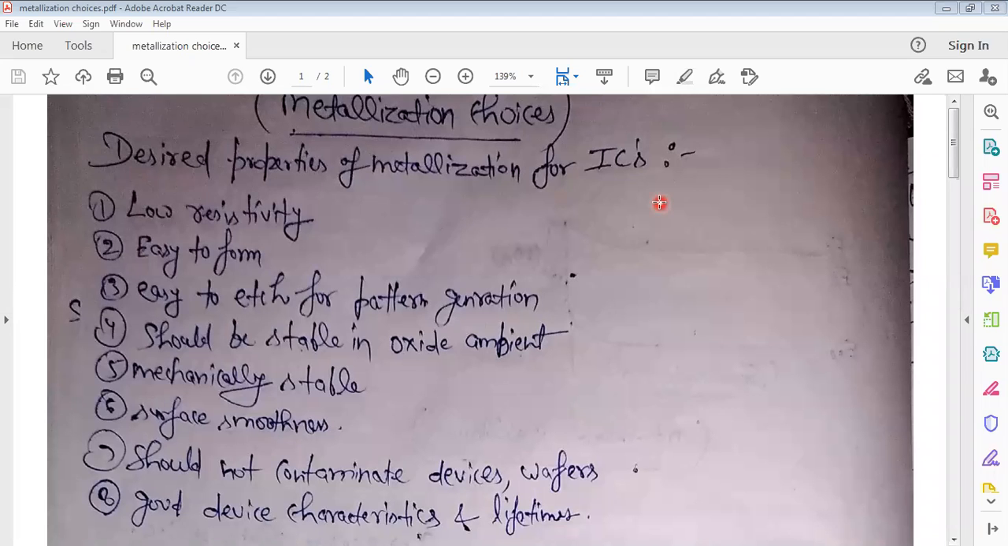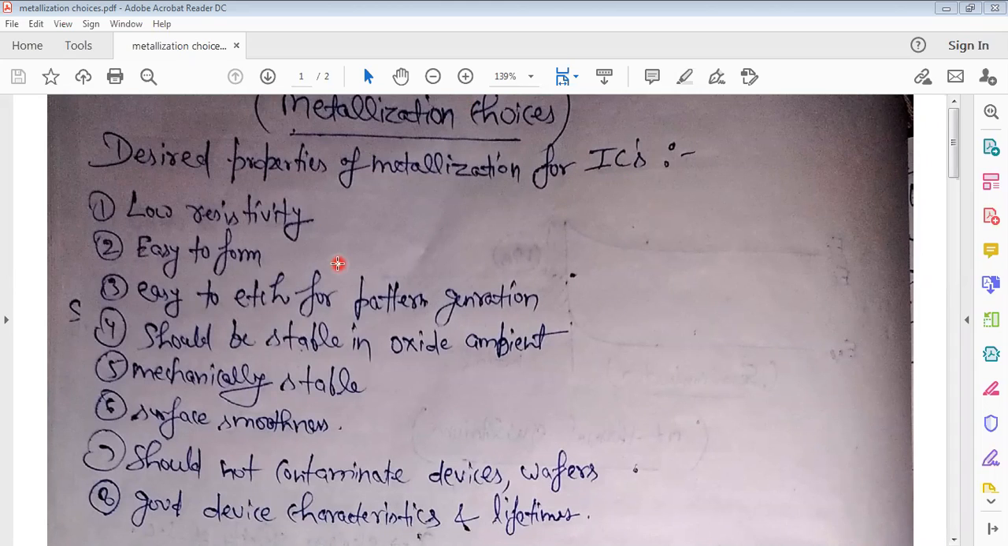Hello students, in this series of lectures in the subject VLSI technology, today we will discuss metallization choices. So, what type of materials are used for different applications? In this lecture we will discuss that.